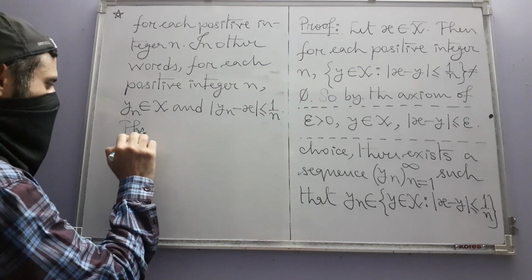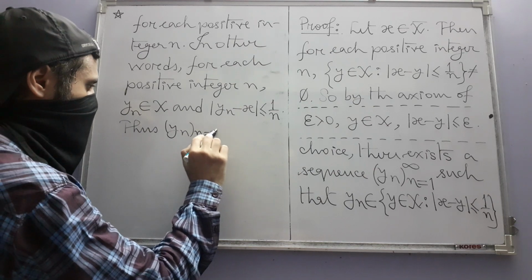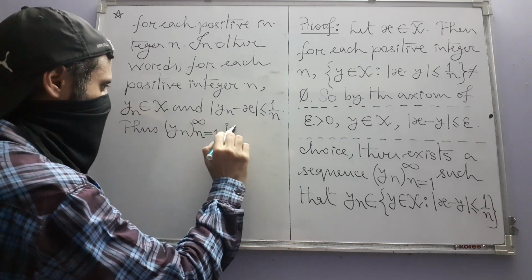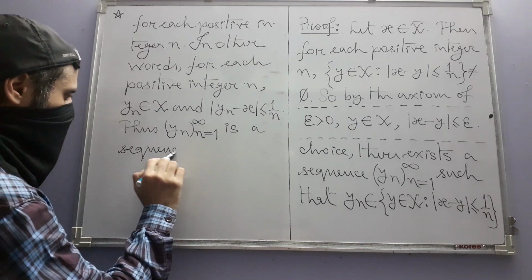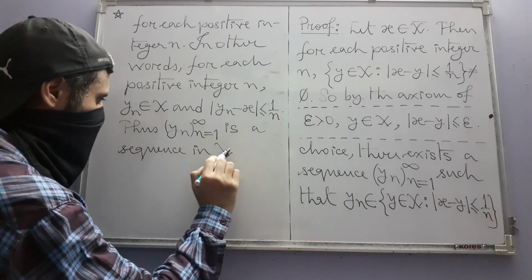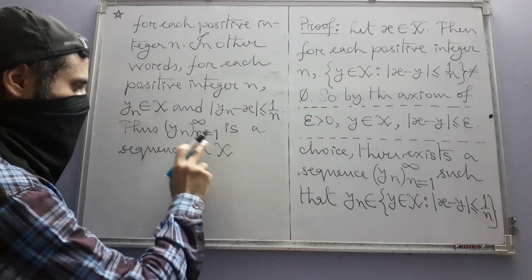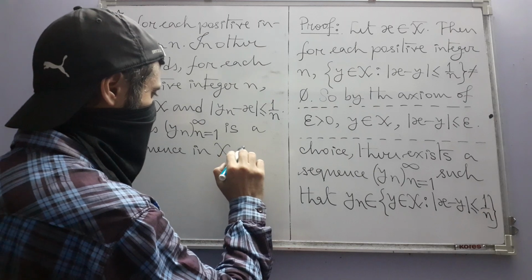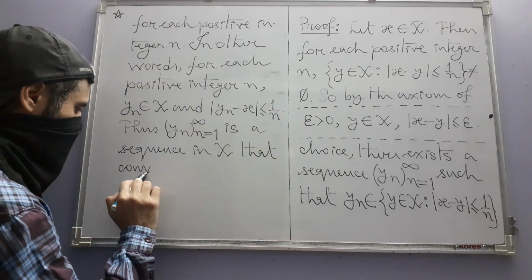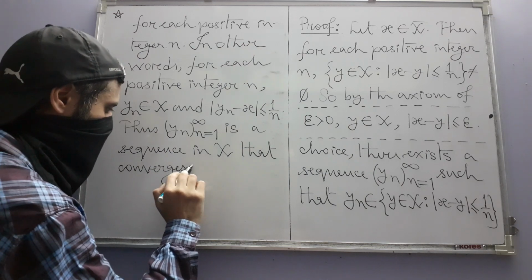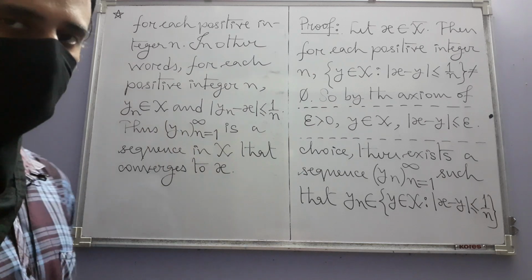Thus, this is a sequence in X, and by sequence in X I of course mean that all the y_n belong to X, that converges to small x. So this is one half of the proof.